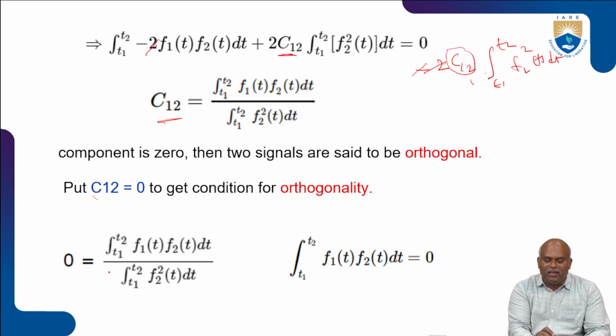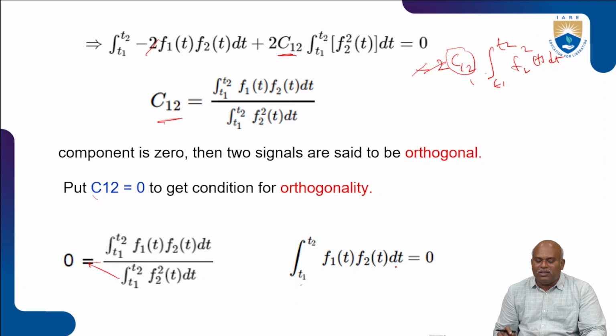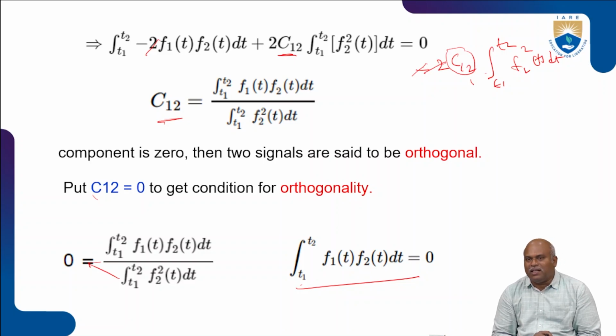Then what will happen? The integration value, both the denominator as well as the numerator, is equal to 0. Now, this denominator value is not 0. Then the integration from T1 to T2 of F1 of t into F2 of t dt is equal to 0. So, this is the condition for the signals to be orthogonal. There is no vector coefficient present. Then both signals, F1 of t and F2 of t, are orthogonal.